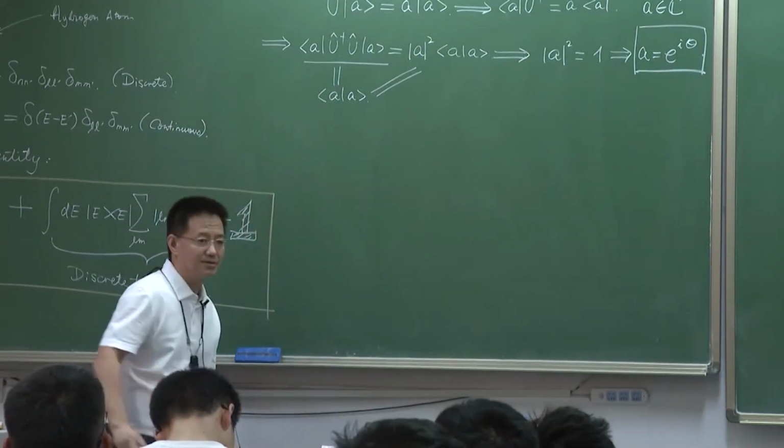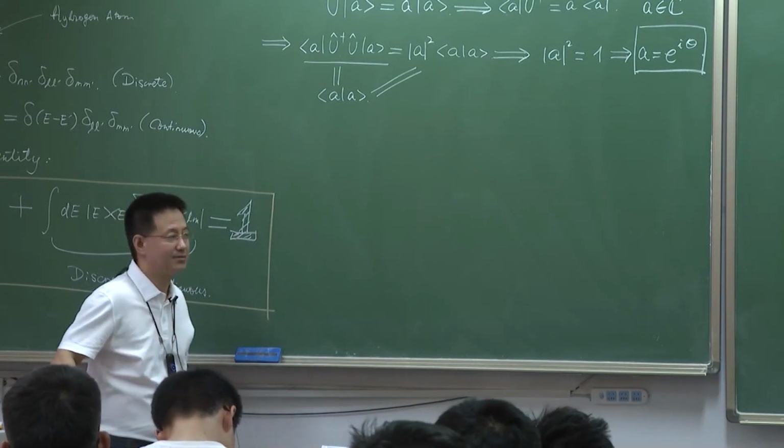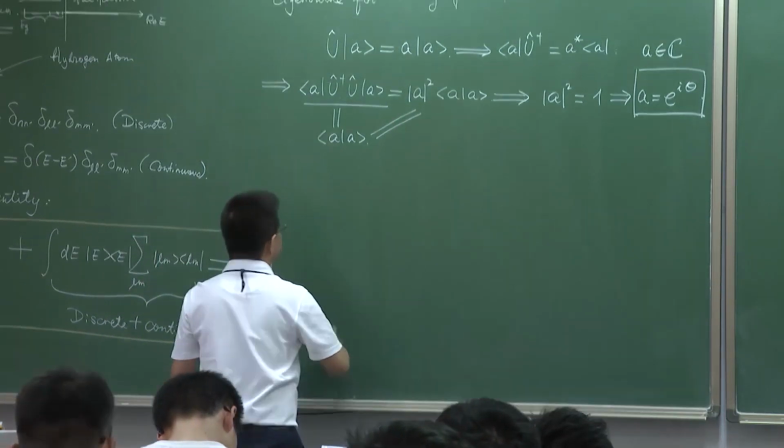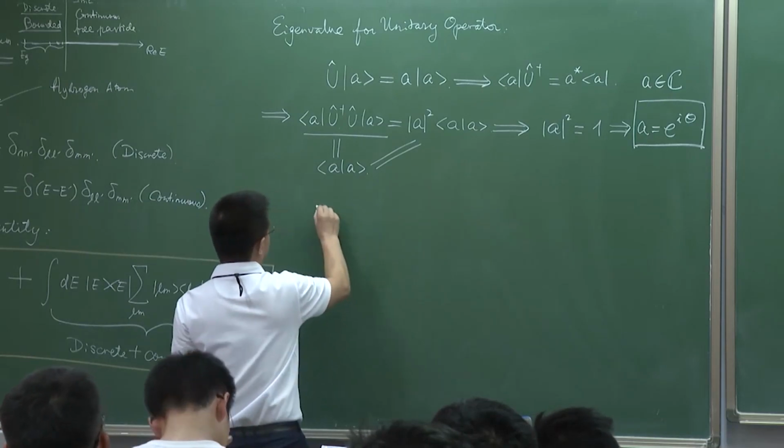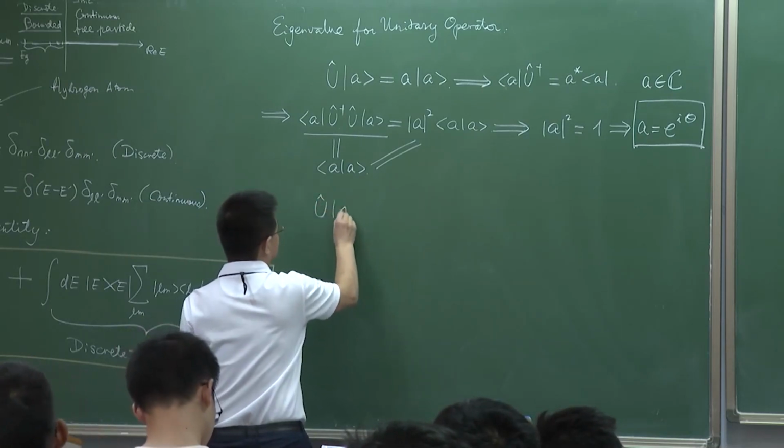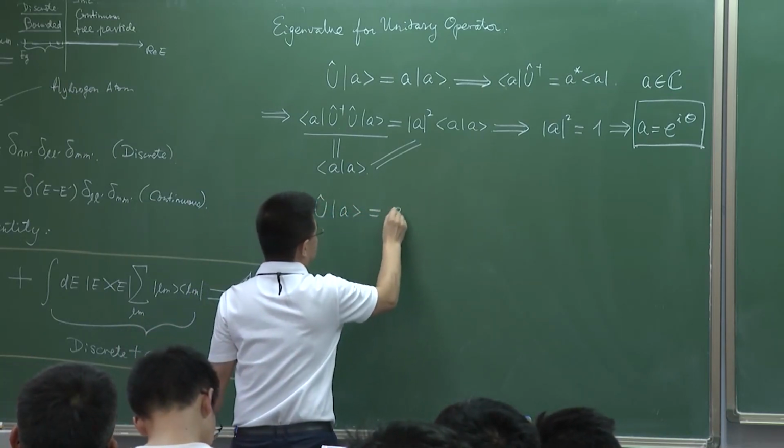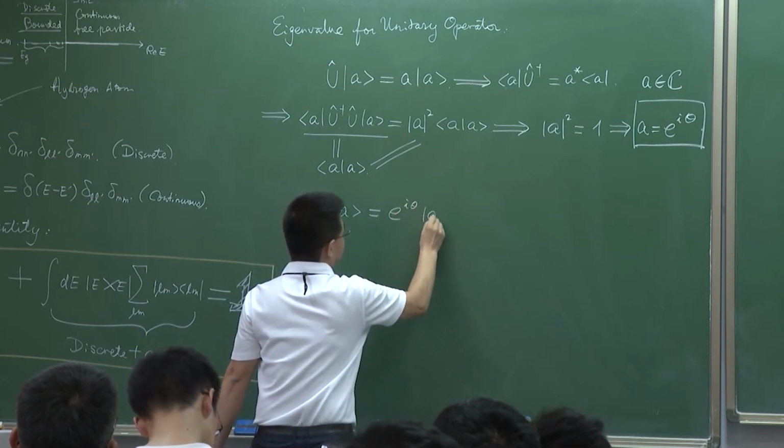So let's deduce something that is very interesting. From that result, we know that U ket a is equal to e to the i theta ket a, right?